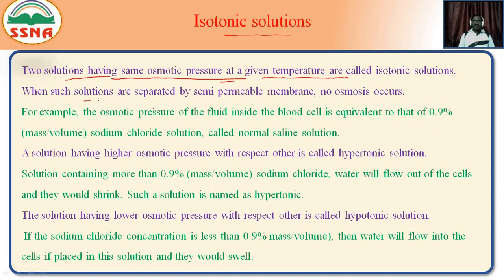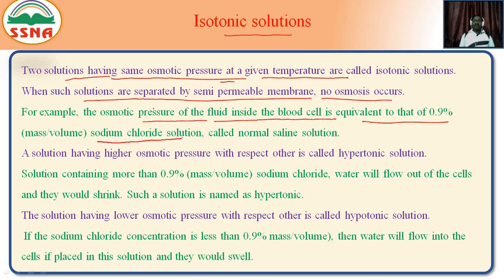When such solutions are separated by a semi-permeable membrane, no osmosis occurs. For example, the osmotic pressure of the fluid inside the blood cell is equivalent to that of 0.9% sodium chloride solution, called normal saline solution.